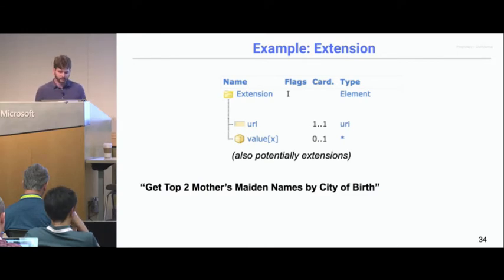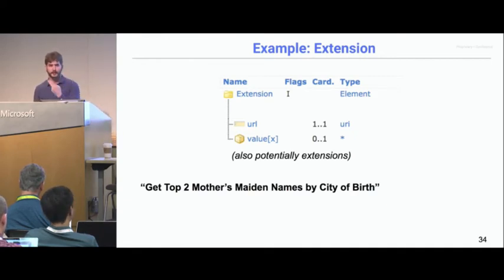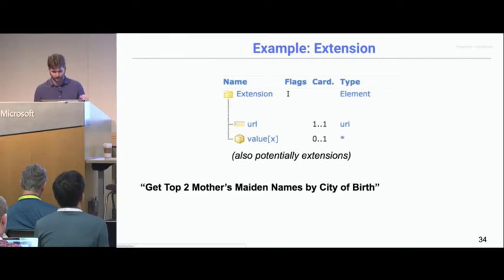How about this one? Get me the top 2 mothers' maiden names by city of birth. Both of these are extensions. Now all of a sudden this becomes extremely difficult. And we're going to come back to this example. It's a very similar sounding query to give me the top 2 conditions sliced by gender, but because these are extensions instead of top level fields, it's really hard.